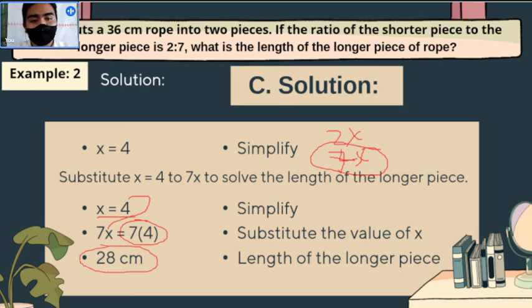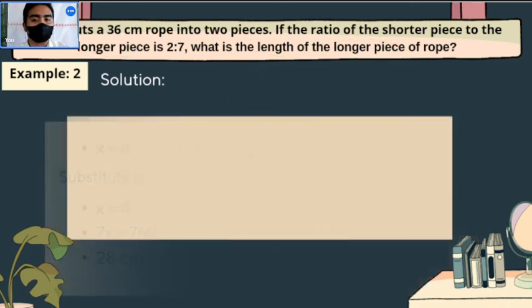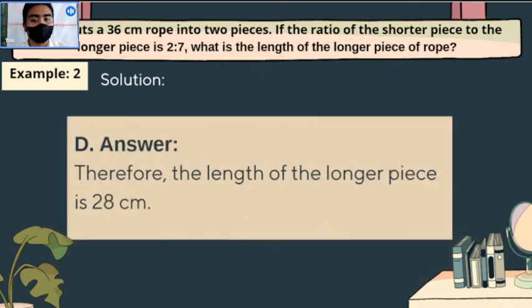Did we answer the question? What is the length of the longer piece? Yes. So, we were able to find the length of the longer piece of the rope. Therefore, this is the conclusion: the length of the longer piece is 28 centimeters. That is the conclusion.